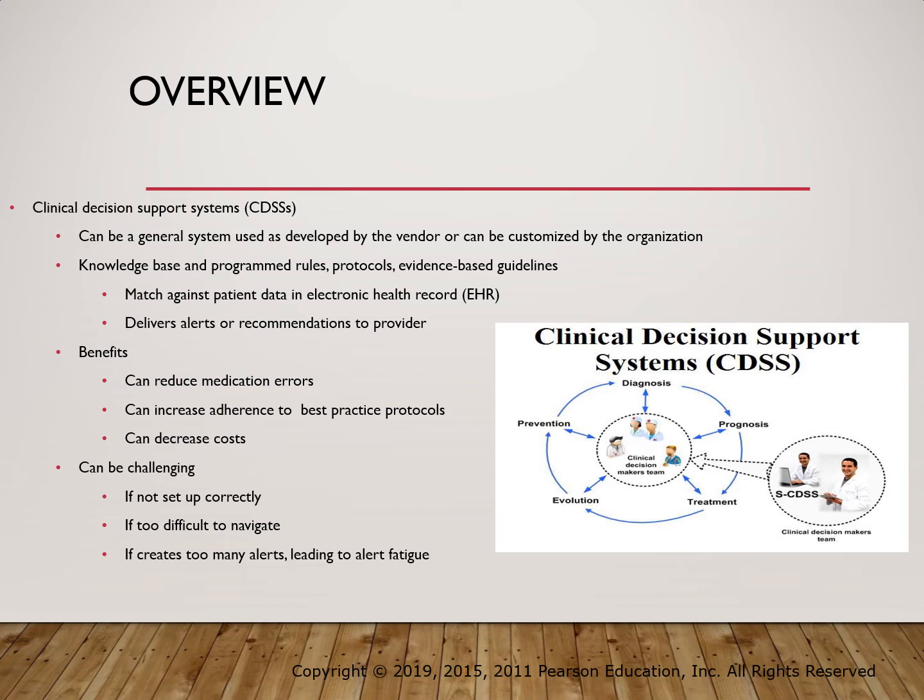So again, these systems are alert systems. They're created by the vendors and they're purchased by the organizations. They match against patient data in the electronic health record, and they provide alerts and recommendations to the provider. Again, if a patient's running a fever, it's going to alert you that that is abnormal. It'll alert you to signs of infection, of medication errors, when something needs to be documented, or a new doctor's order needs to be carried out. Again, it can help reduce medication errors because it has checks and balances, and it makes you check.